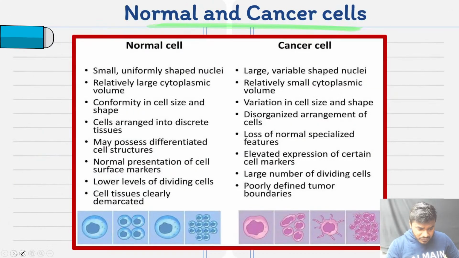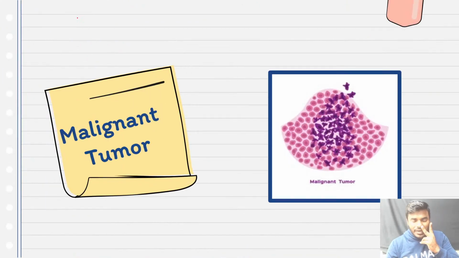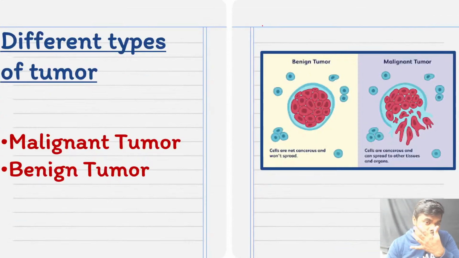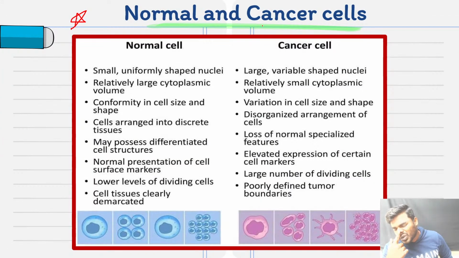Okay, friends, this is a very important table. The differences between benign and malignant are very important for the Part B questions. First, just listen to my statements very carefully. Later, I will explain the table elaborately. Just listen to me very carefully. So, friends, if you look at a normal cell, say take an example of a normal cell.